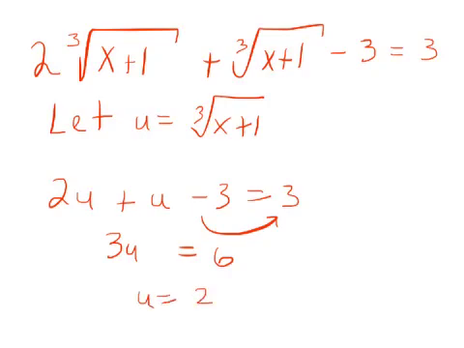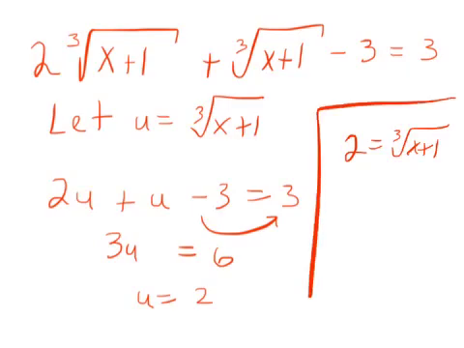Now, does that make sense so far? Yes. Now, you know what u was defined as earlier, correct? So since u is 2, and u is also this, set 2 equal to this now, and solve for x. Okay, do you all see what I just did there? Yes. By the law of substitution, or the transitive property of equality. Good.